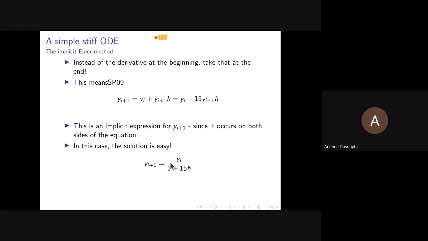Okay. However, the advantage that you have is this. If you look at this expression, yi plus 1 is yi by 1 plus 15h. This is also a GP, as was pointed out. But what is so great about this GP? Can anybody tell me that?